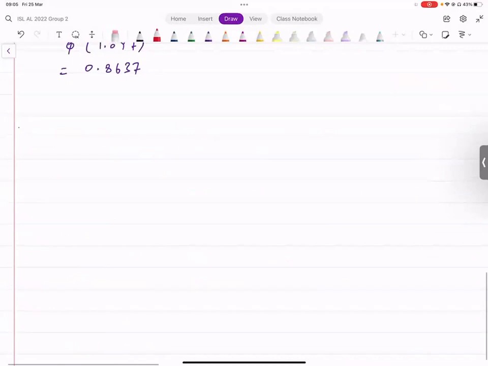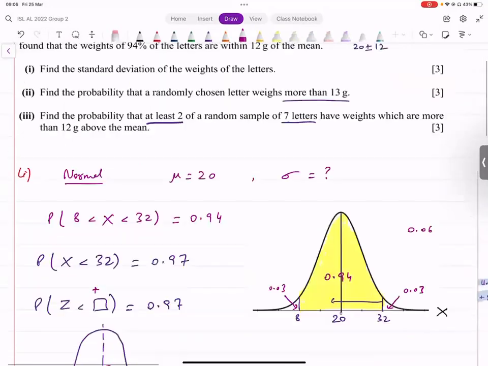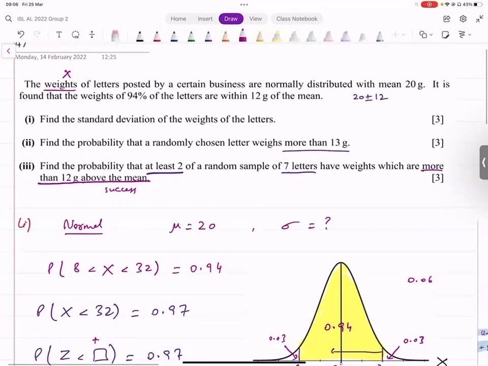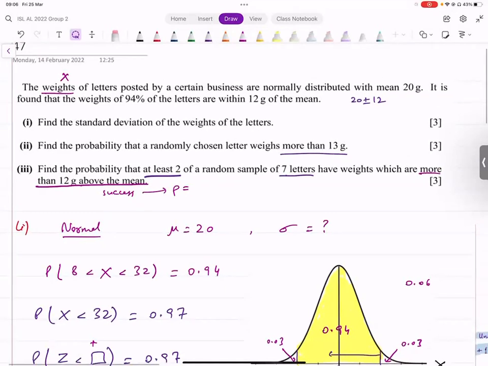First of all, let's write that down. We've got a binomial distribution. अब इस binomial distribution के अंदर we know that n is 7. What about the probability of success? More than 12 grams above the mean, that's your success here. More than 12 grams above the mean. What's the probability for this? What's the probability? 0.9. No. 0.03.